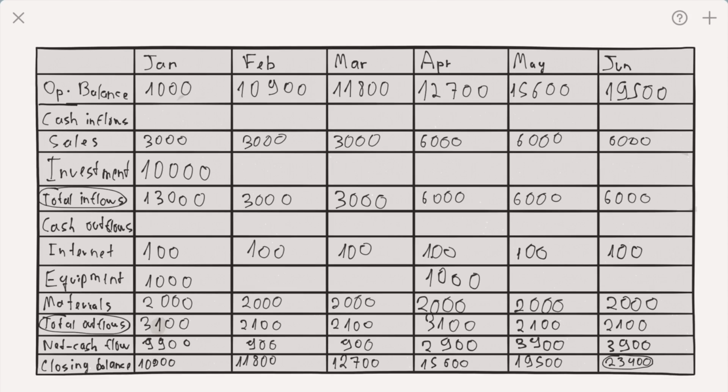So now we have arrived at the most important number of the cash flow forecast. It is the closing balance of the last month, in this case June. We have $23,400.